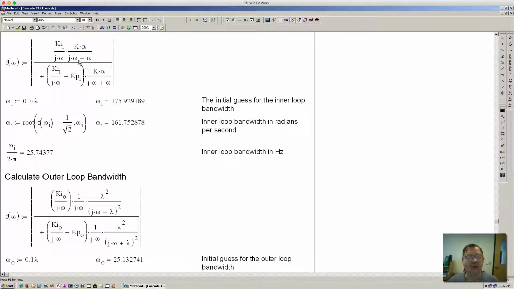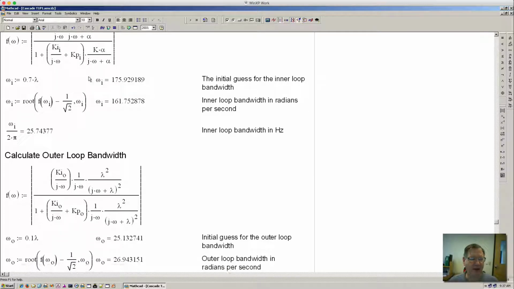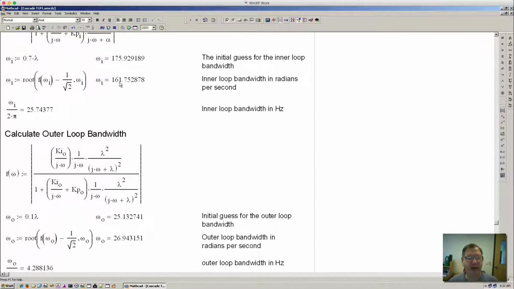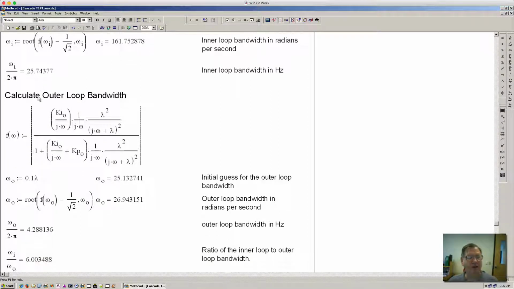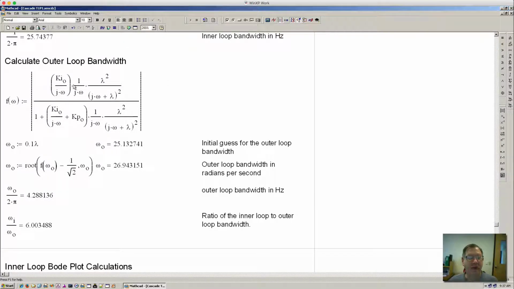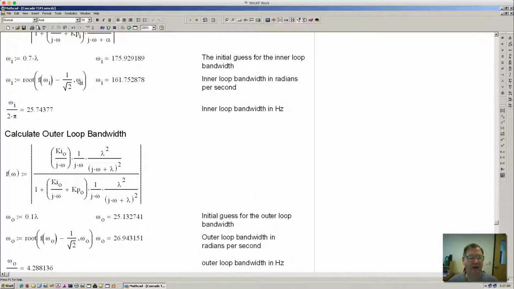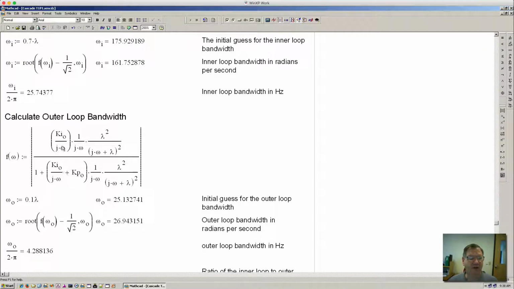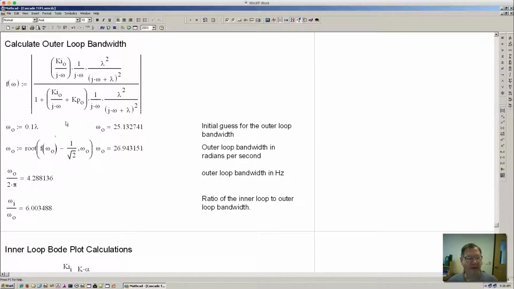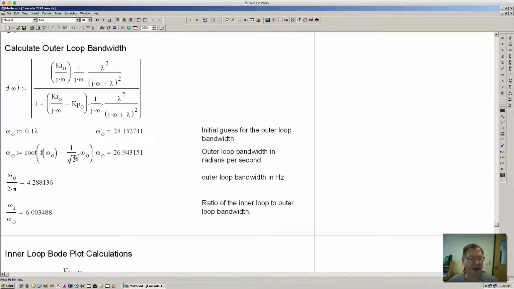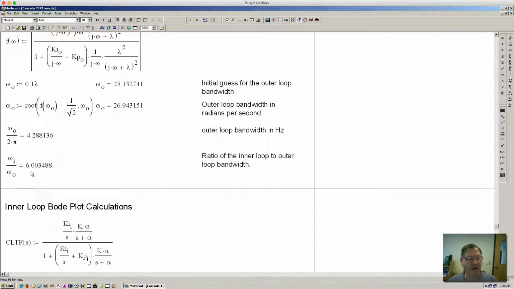This is the inner loop transfer function, and all I did is I replaced the s with j omega so I can calculate what the, this is a 3 dB drop here, so this finds where the 3 dB point is. That's for the bandwidth. You can see the bandwidth is 161 radians per second, or about 25.7 hertz. Then I have the outer loop bandwidth, and basically I use the inner loop here for the inner position plant. And then I have the outer PI control here. And again, I do the substitutions for s, and by the time I get done, it's 4.288 hertz for the bandwidth, and so the ratio is about 6 to 1.